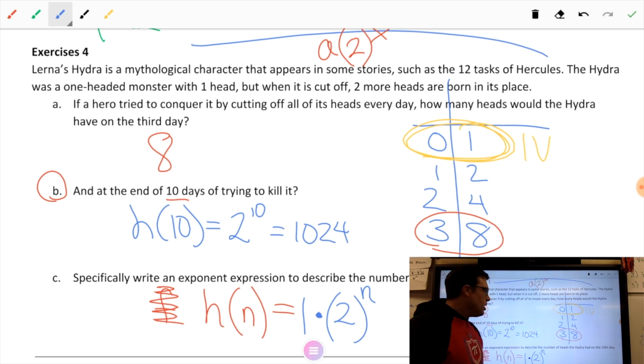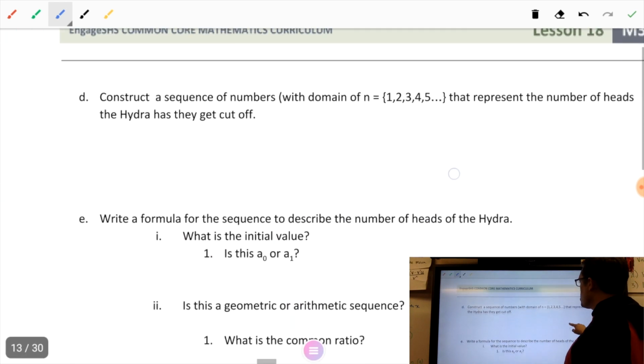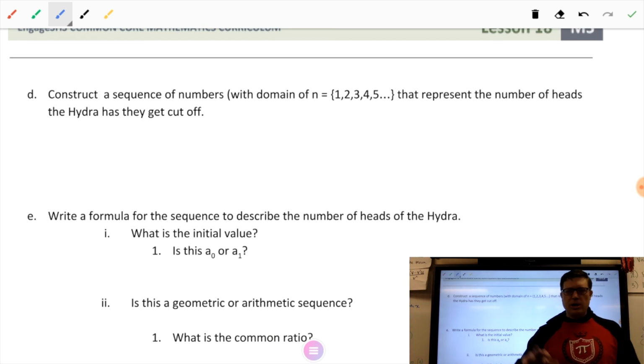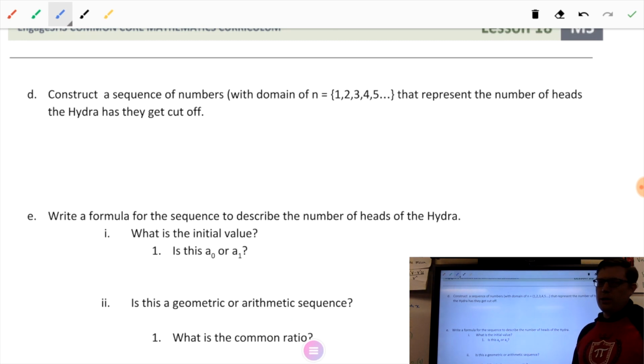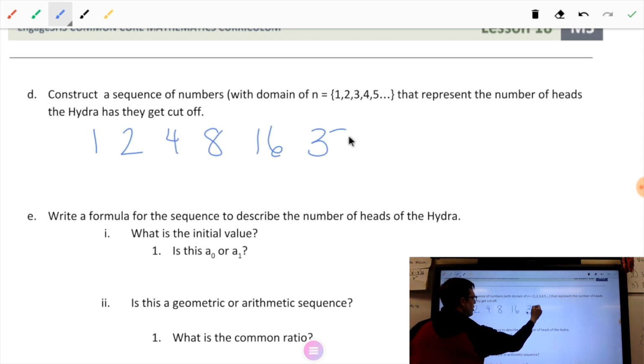Okay, all right, well, that completes this problem, I think. Let's go ahead and look at the next day. Construct a sequence of numbers. This question's written all out of order. I'm sorry. You're going to deal with the out of order this time, and then I'm going to replace it for next year. Construct a sequence of numbers that represent the number of heads of the Hydra as they get cut off. So 1 head, then 2, then 4, then 8, then 16, then 32.